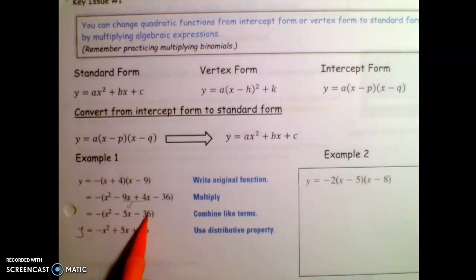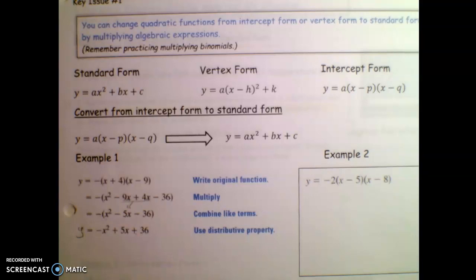And the last step is to distribute that sign that's sitting out front. If we have a negative sign here, what it's actually asking you to do is give me the opposite of everything that's inside that parenthesis. So I have a positive x squared, the opposite of that is negative. I have a negative 5x, the opposite of that is a positive. And I have a negative 36, and the opposite of that is positive. So now this is in standard form. We can see that the a is negative 1, the b is 5, and the c is 36.